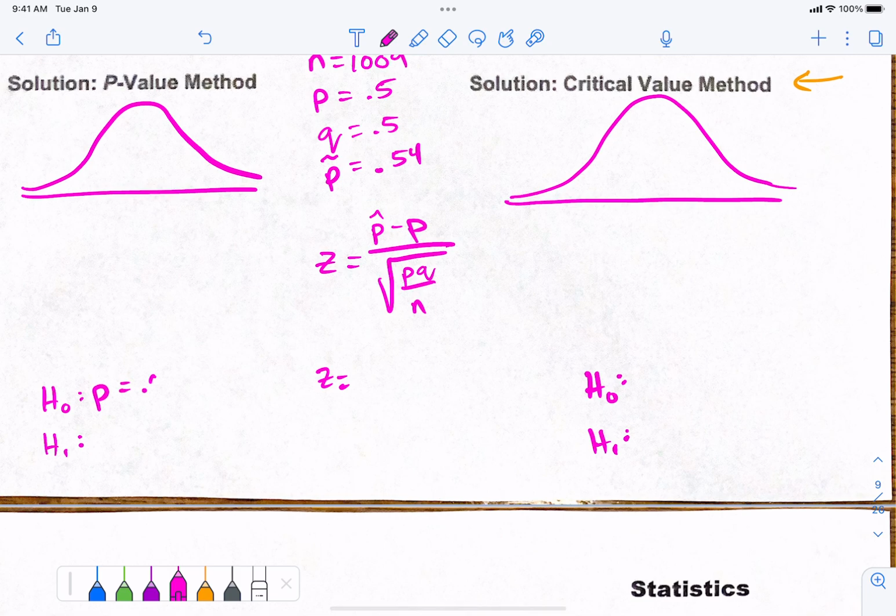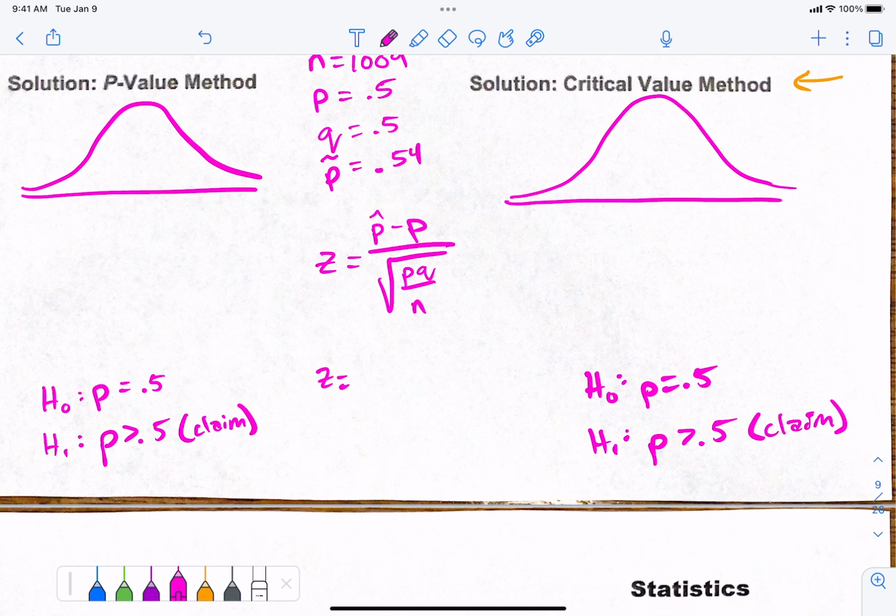H naught: P is equal to 0.5. H1: P is greater than 0.5. The claim goes with H1, the bottom one. So we're going to have to say whether we reject or fail to reject H naught, and which one is the claim, or what the result is from the claim. That's usually what we always say.